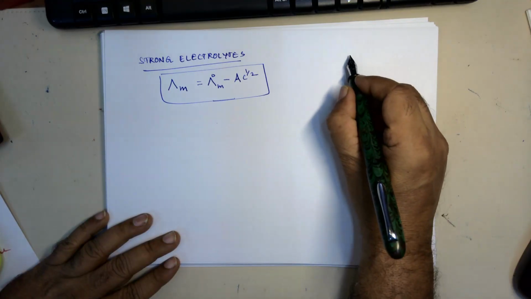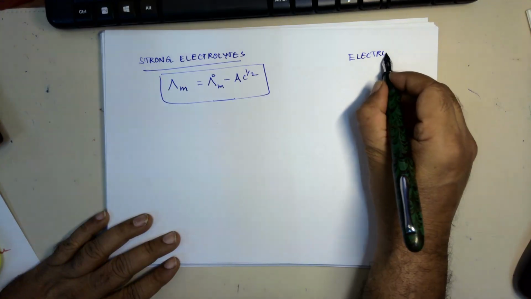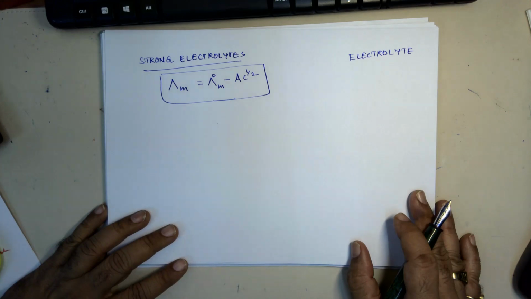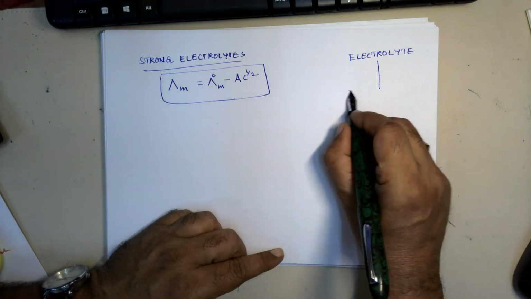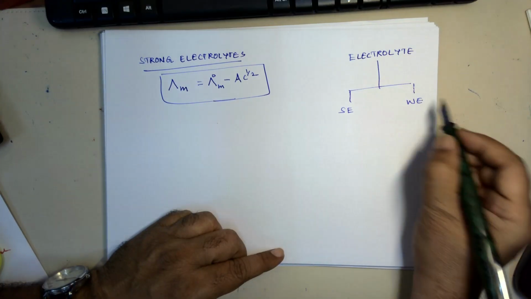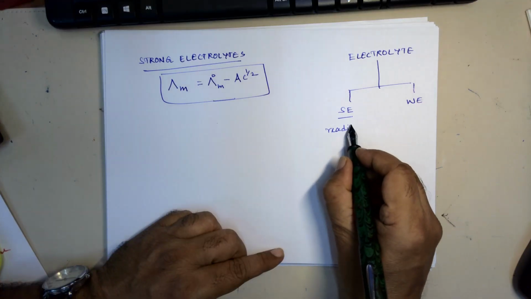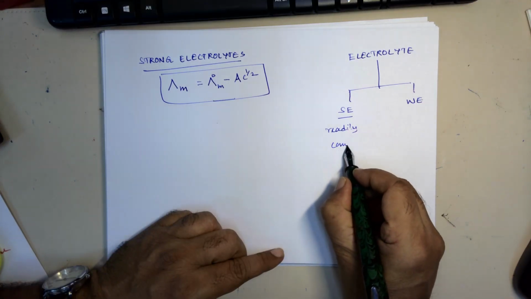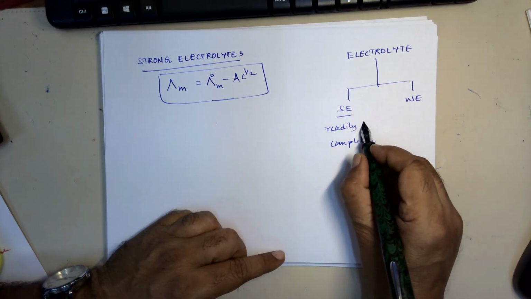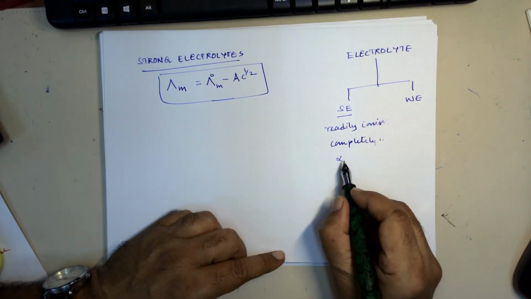Now, what do you mean by a strong electrolyte? Let us consider the electrolyte. Electrolyte is nothing but an acid or base or salt that can conduct electricity in molten form or in solution form. This can be classified into two: strong electrolyte and weak electrolyte. The strong electrolytes readily ionize, completely ionize.